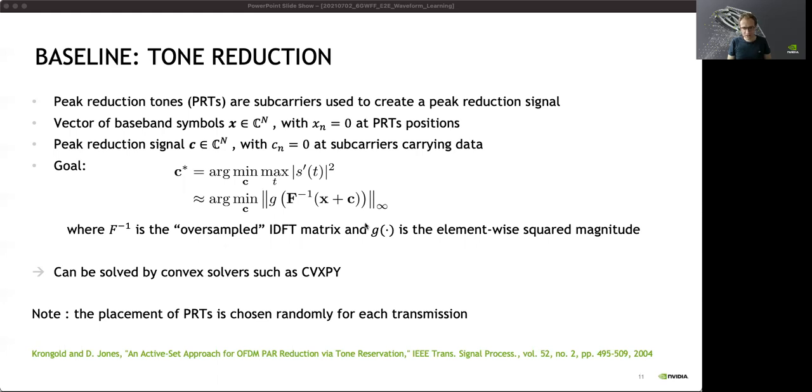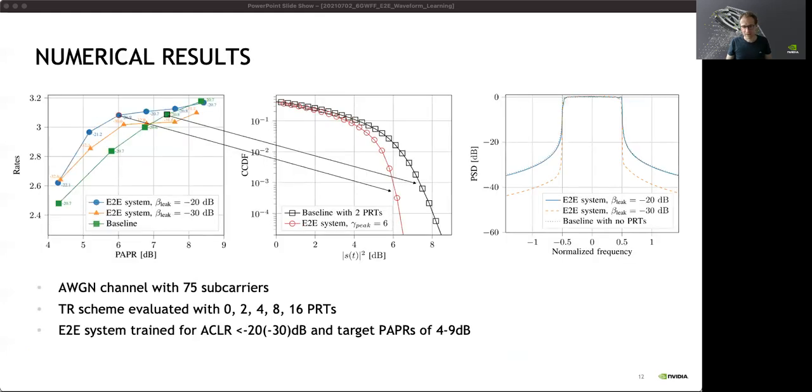And the resulting optimization problem is then simply convex and can be efficiently solved, for example, using a solver such as CVXPY. Also note that we use a different randomly chosen set of subcarriers for peak reduction in every OFDM symbol, which was shown in the literature to achieve the best results. So this is, of course, not something that you can implement in practice, but we wanted to have the strongest baseline possible. Let us now have a look at some simulation results.